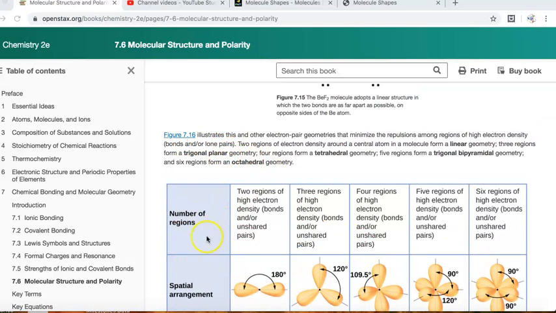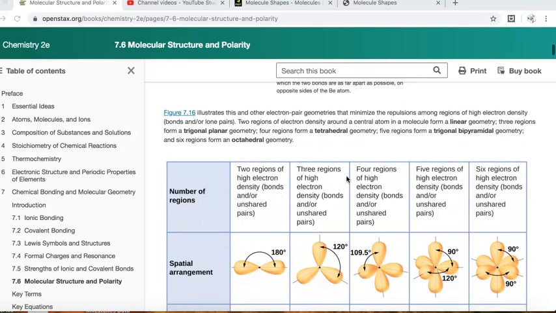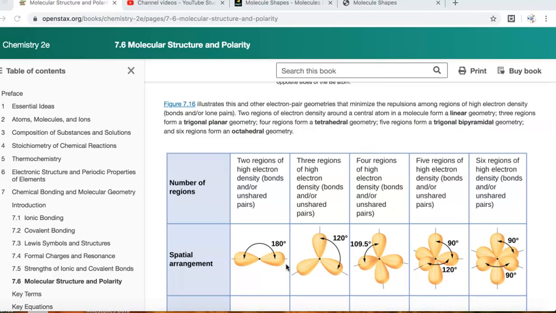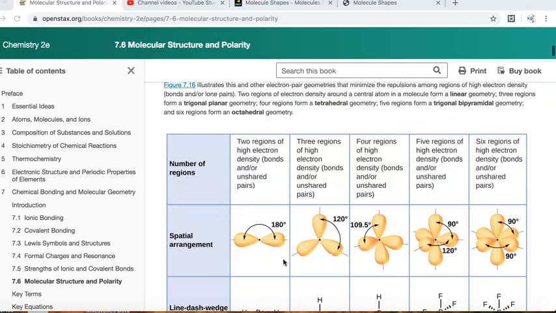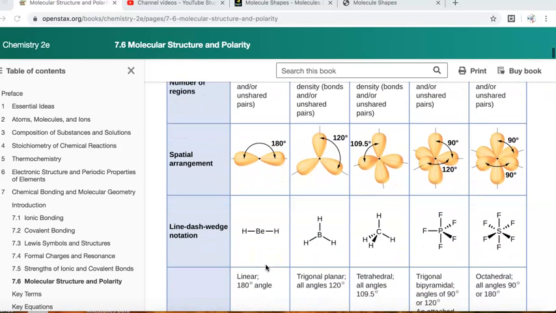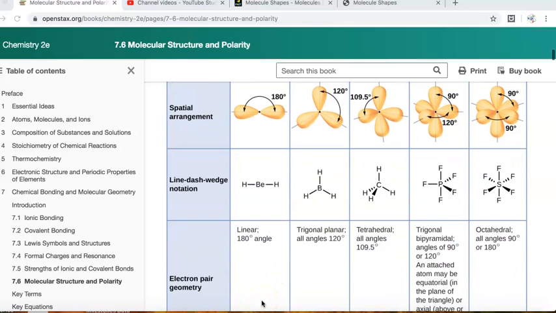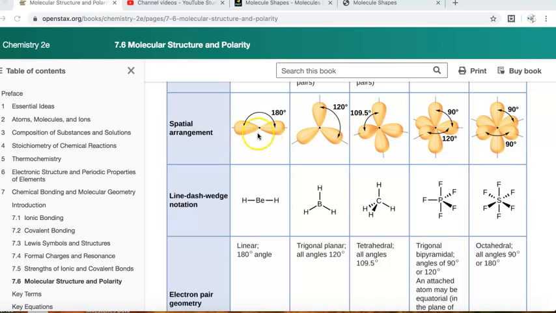So here this table represents what's referred to as electron pair geometries. If you notice, you're not going to see any lone pairs on the central atom in this case. So this is basically when you have no lone pairs on the central atom. And so if you have two regions of high electron density, this is referred to as a linear arrangement here. So the electron pair geometry would be referred to as linear.